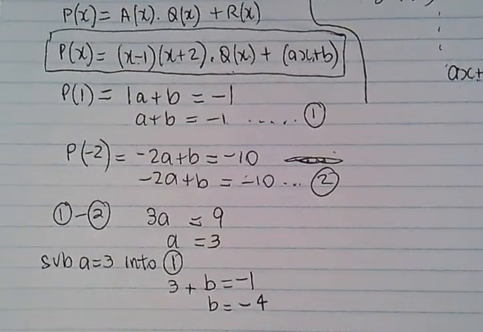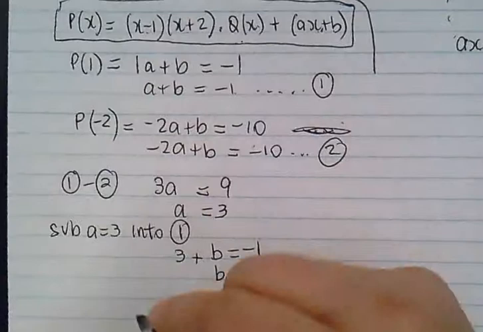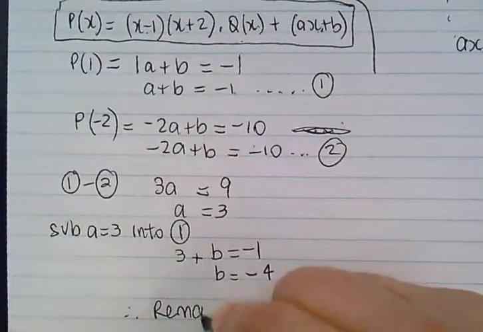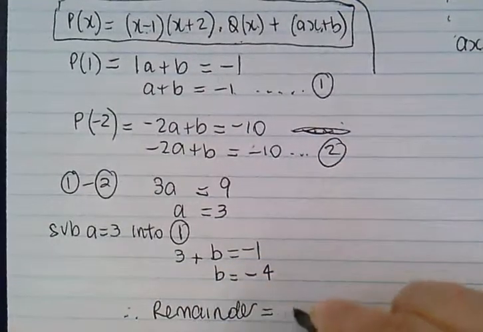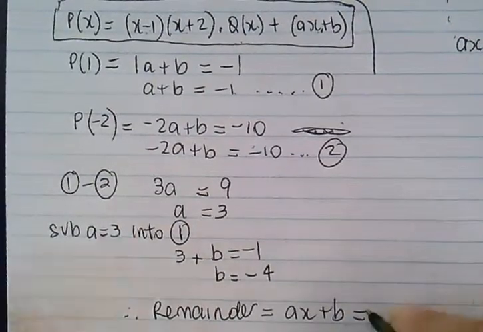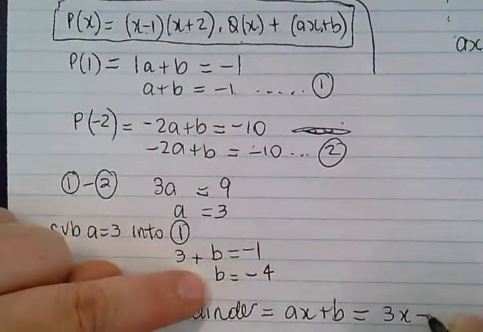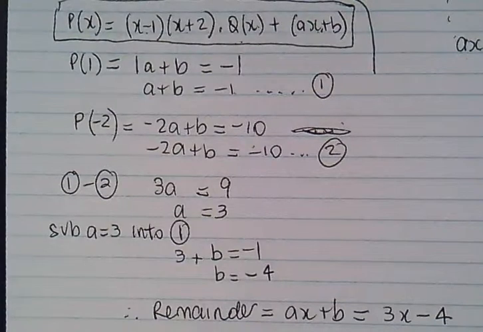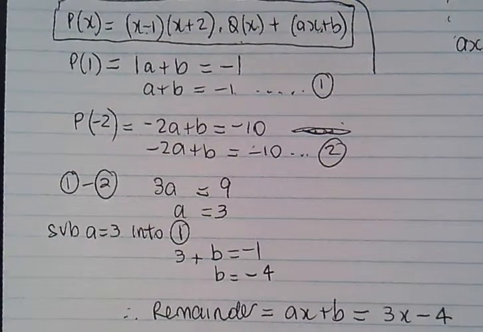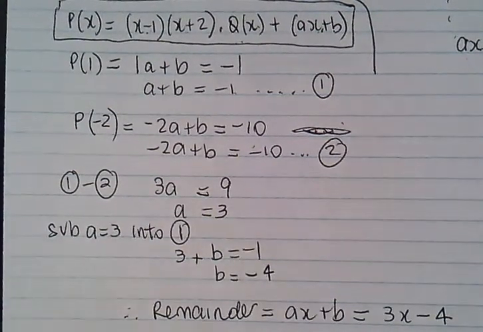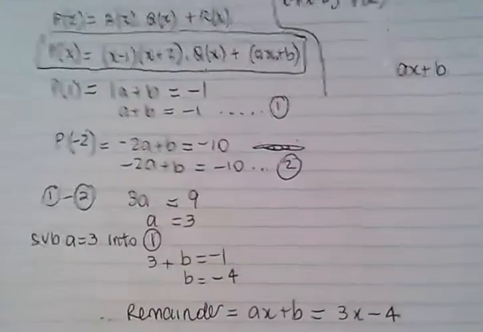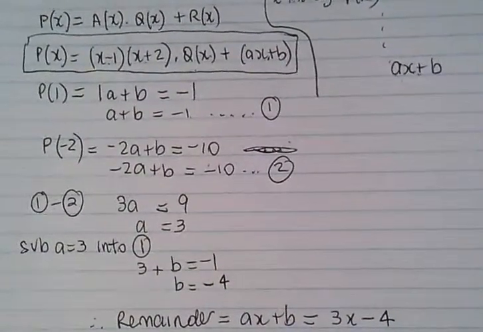So therefore, didn't we say that the remainder is ax plus b, which is 3x take away 4. That's your remainder. The thing is, we don't even know what the polynomial is, but it doesn't matter. All right? Now that's how you do that type of question.